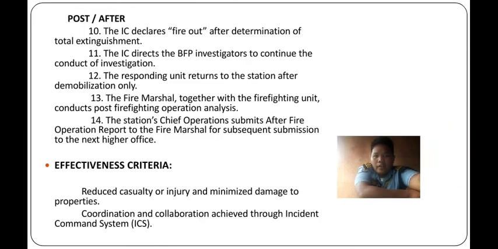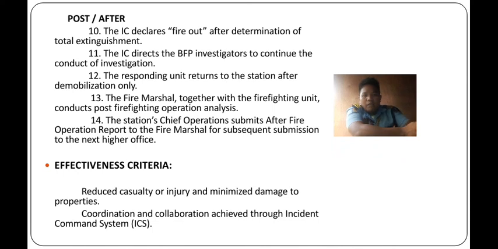So we have here post after. Number 10. The IC declares fire out after the termination of total extinguishment. 11. The IC directs the BFP investigators to continue the conduct of investigation. 12. The responding unit returns to the station after demobilization only. Number 13. The fire marshal, together with the firefighting unit, conducts post-firefighting operation analysis. 14. The station chief of operations submits the after fire operation report to the fire marshal for subsequent submission to the next higher office.